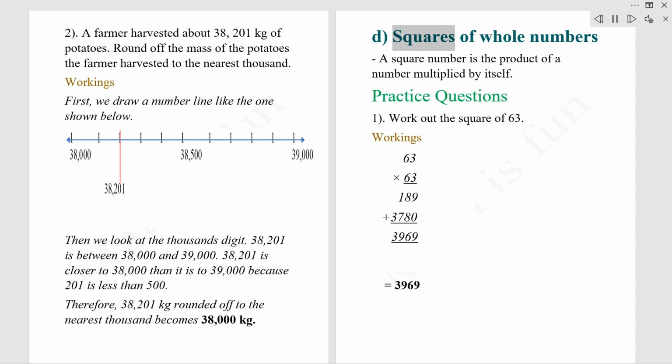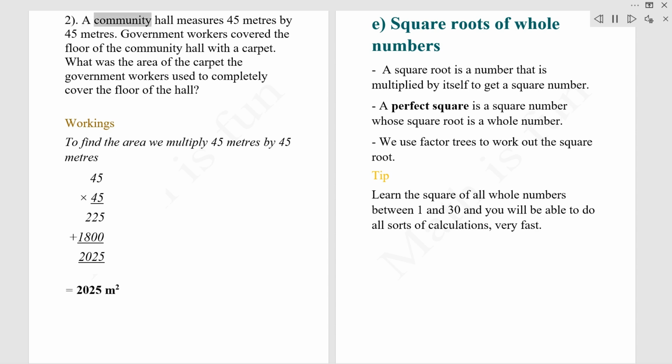D. Squares of whole numbers. A square number is the product of a number multiplied by itself. Practice questions. 1. Work out the square of 63. Workings. Equals 3,969. 2. A community hall measures 45 meters by 45 meters.